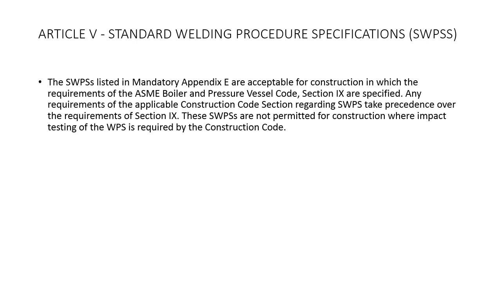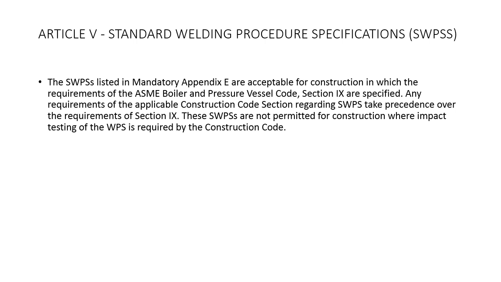The SWPSs listed in Mandatory Appendix E are acceptable for construction in which the requirements of the ASME Boiler and Pressure Vessel Code Section 9 are specified. Any requirements of the applicable construction code section regarding SWPSs take precedence over the requirements of Section 9. These SWPSs are not permitted for construction where impact testing of the WPS is required by the construction code. This is out of Article 5.